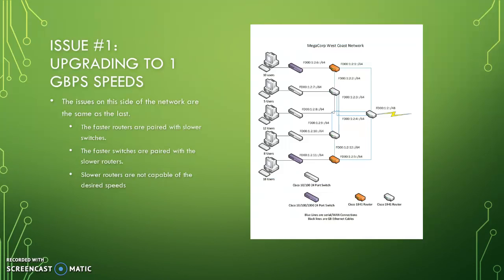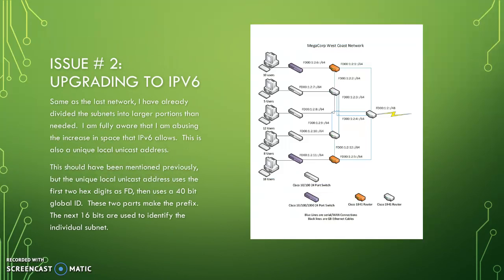So basically, in this position, we've got our faster routers being slowed down by our slower switches, and our faster switches being slowed down by our slower routers. And then, of course, the slower routers and slower switches are not capable of the maximum speed that we need. Issue number 2 is upgrading to IP version 6.